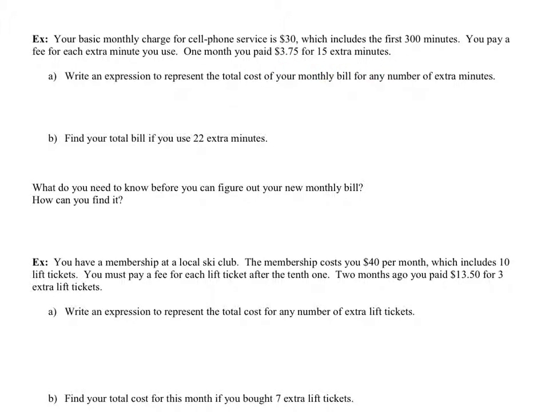The first thing we're being asked to do is write an expression to represent the total cost of your monthly bill for any number of extra minutes, because right now we only know our total cost for 15 extra minutes. The first thing we know is that we're going to pay that $30 no matter what, because that's our base fee. It costs $30 for up to 300 minutes, and after that, it's going to go up.